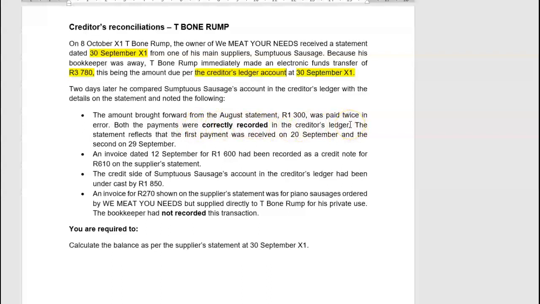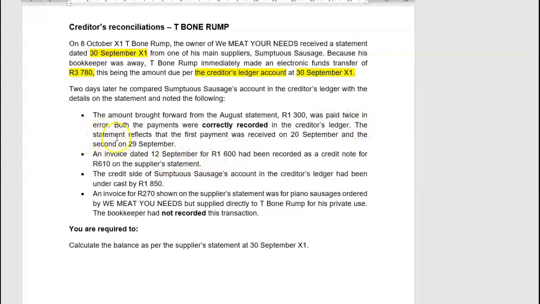So let's just stop there for a moment. He made a duplicate payment. That is a mistake, but he can't alter the mistake because he actually made the payment. That's a fact of life. The same thing went through his bank account twice because he has double paid this creditor. And then further on they say it was correctly recorded in the creditors ledger. So there's nothing wrong with the creditors ledger.